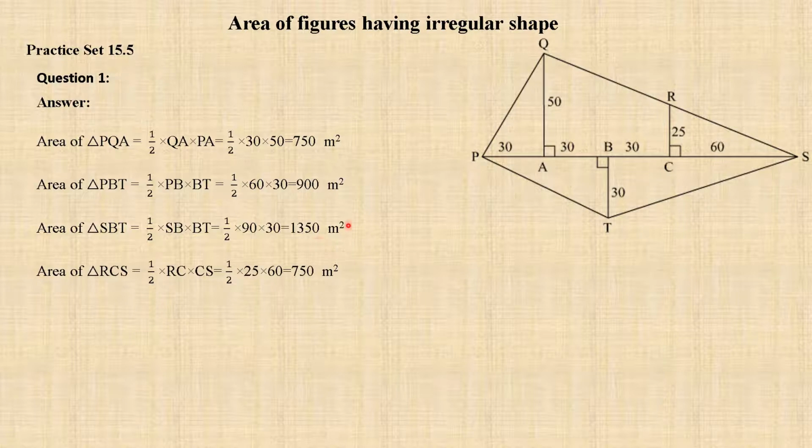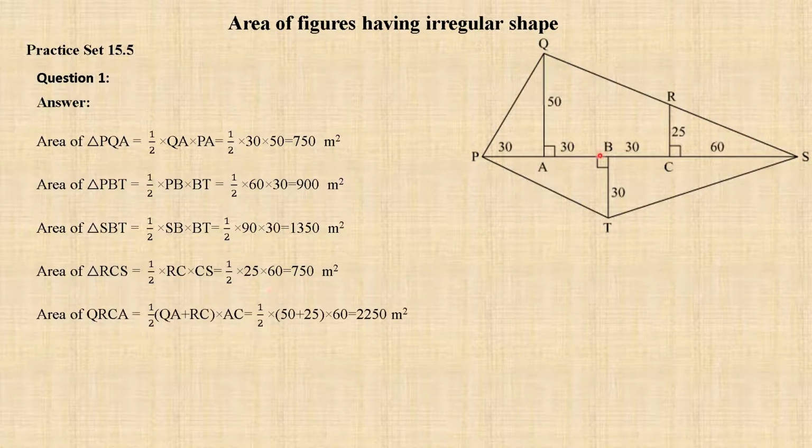Now, if you look at area of triangle RCS, that is this triangle here, the base is 60 and the height is 25. Again, using the same formula, half into base into height, we get half into 25 into 60, which will give you 750 meters square. So area of this triangle is 750 meters square.